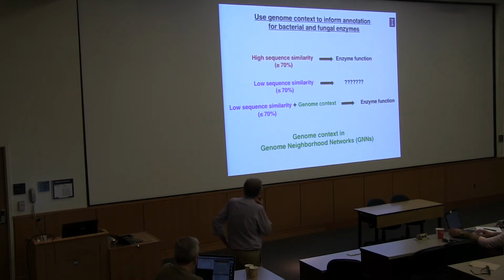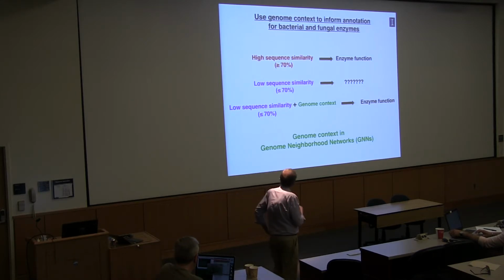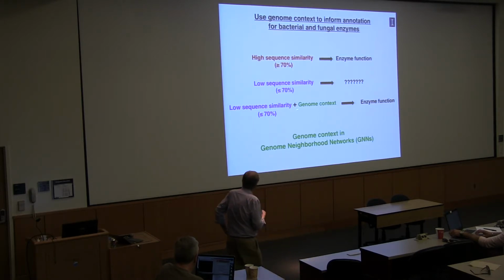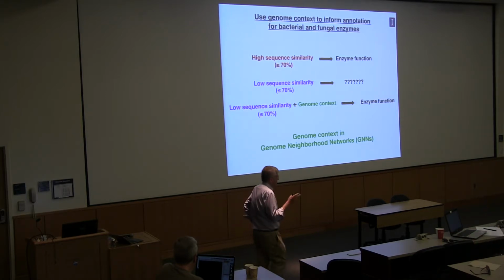What is this for? If you have high sequence identity between two proteins, let's say 70%, you can probably transfer the function. If you have lower sequence identity, it's not so obvious you can transfer the function, but maybe if you have genome context, that is, do two homologs share the same genome context even though they have low sequence identity, maybe they have the same function. So this is what genome neighborhood networks are for.